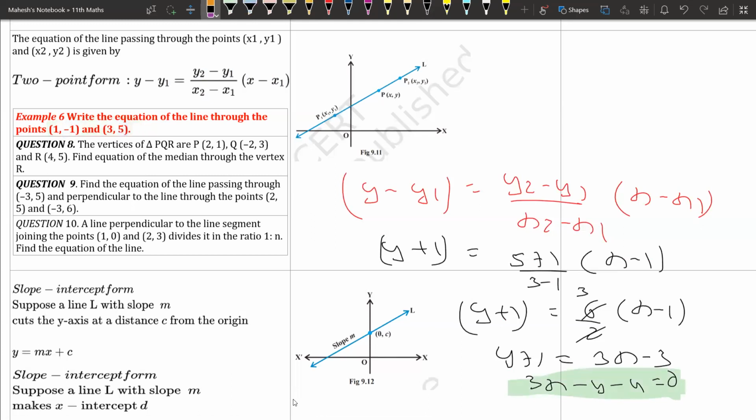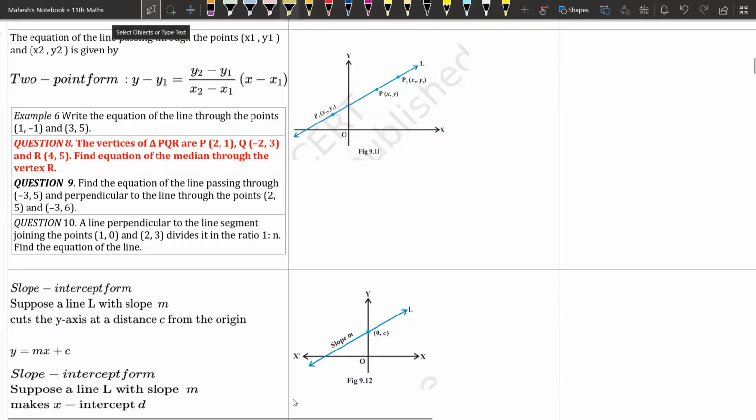A very simple question. We'll continue to do more questions. One more question based on the same concept, that is the two-point form, where we know the two points through which the line is passing. So in the next question, question number 8, it says that the vertices of a triangle PQR are given here, and we have to find the equation of the median through the vertex R.